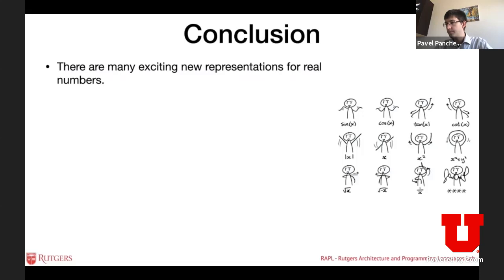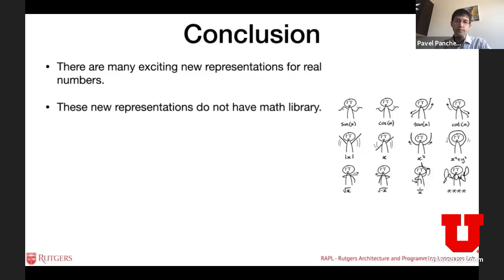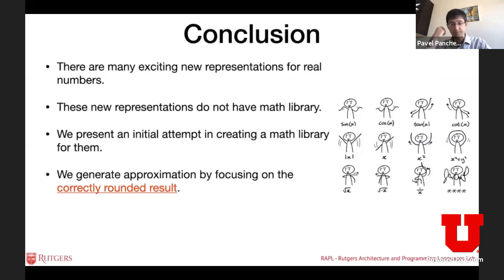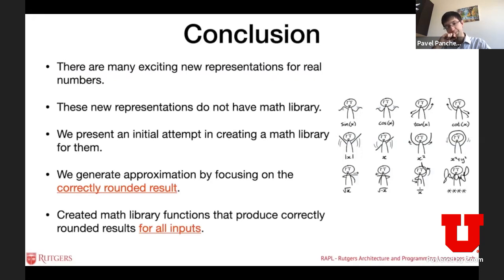In conclusion, many exciting new representations for approximating real numbers have been proposed recently, and there is excitement in the neural network and HPC community to use these representations. However, these representations do not have native math libraries yet. So we present an initial effort to create a native math library for these representations that produce correctly rounded results for all inputs. Our technique generates a polynomial approximation of transcendental functions by approximating the correctly rounded result rather than the actual f of x values, and we were able to use this technique to create a number of correctly rounded approximation functions for various representations, such as bfloat16, 16-bit posit, and float.